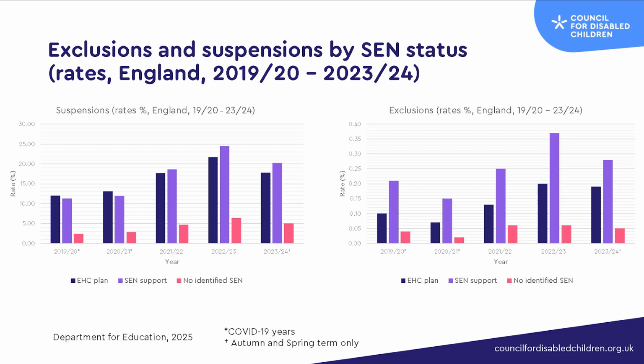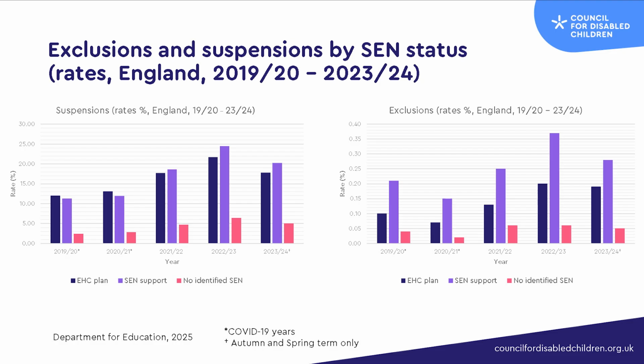Every year, pupils with special educational needs, both those on SEN support and those with an Education, Health and Care Plan or EHCP, are far more likely to be suspended or permanently excluded than pupils without SEN. The pandemic made this clearer. When schools closed, exclusions and suspensions dropped for all pupils, but when schools reopened, rates for pupils with SEN rose steeply. By 2023 to 24, they were higher than before the pandemic, while rates for pupils without SEN hardly shifted.